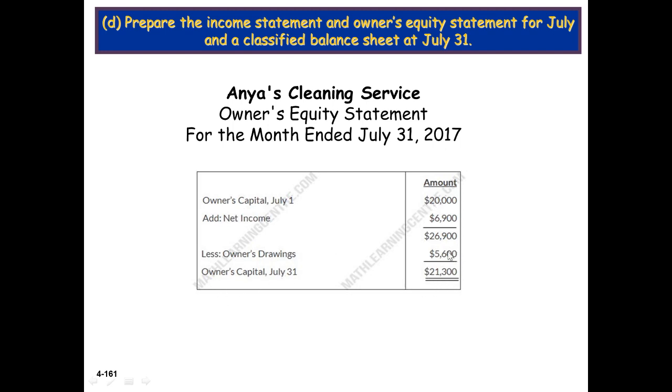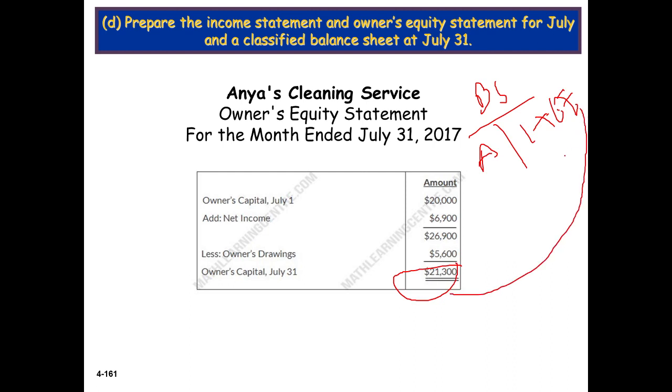Okay, and we use this figure when we prepare the balance sheet. In our balance sheet, assets equal liabilities plus owner's equity. So this figure is our owner's equity or owner's capital. Okay, so the balance sheet and financial statements are interrelated.